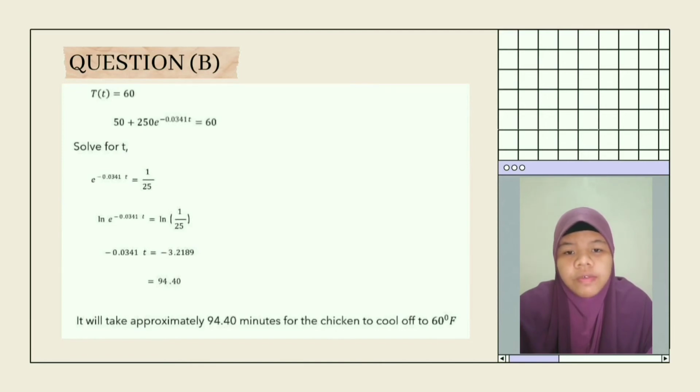So the final answer of T is 94.40. So it will take approximately 94.40 minutes for the chicken to cool off to 60.